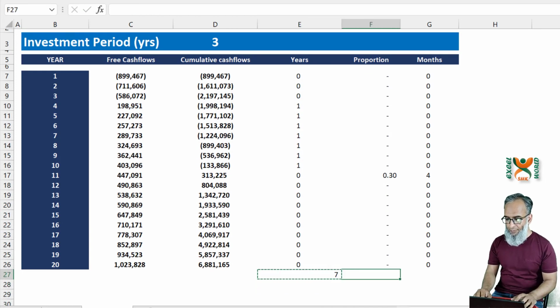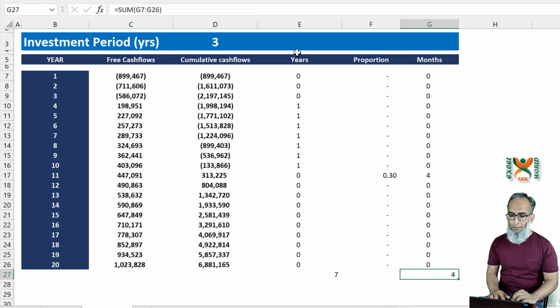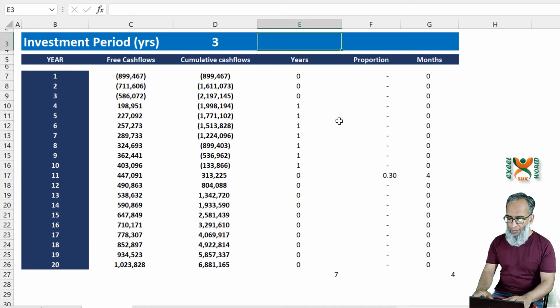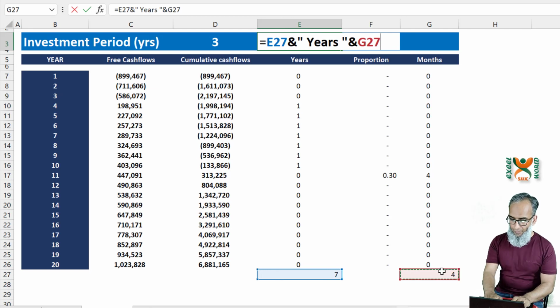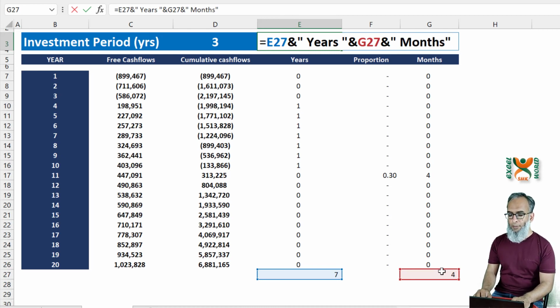So the 7 years and 4 months. We can refer it to our dashboard and write here as this and years. Just let me change the format because it's not visible. So equal to this and inverted commas space years space inverted comma and 4 months ampersand and then inverted comma and space months and inverted comma close.